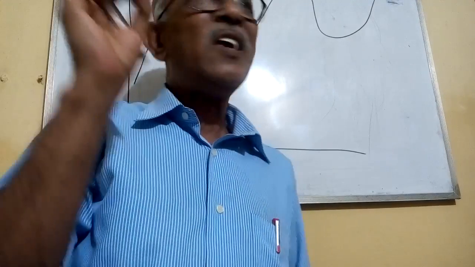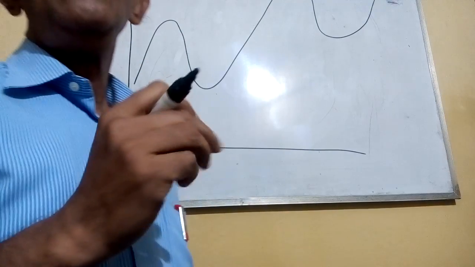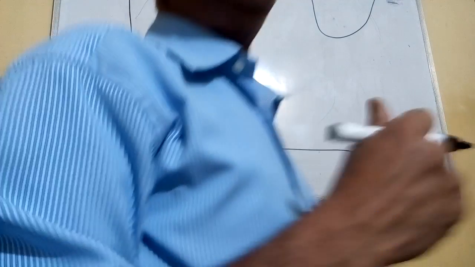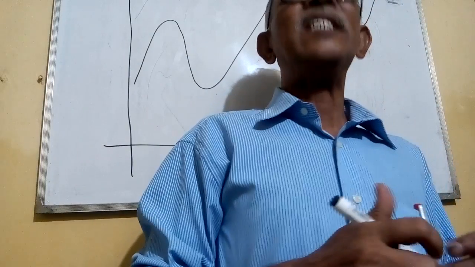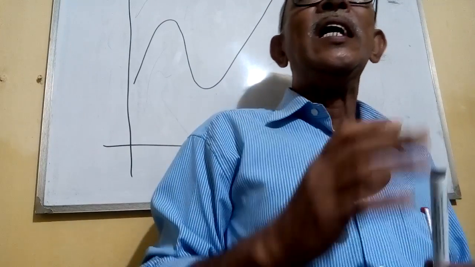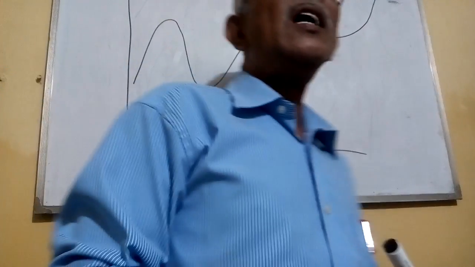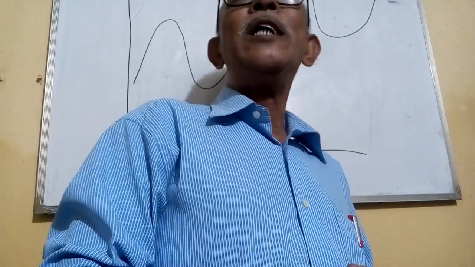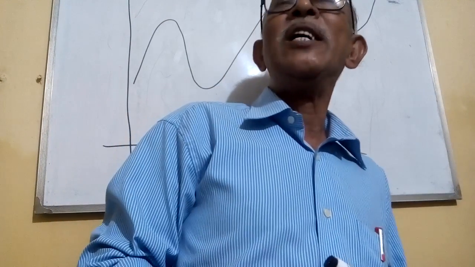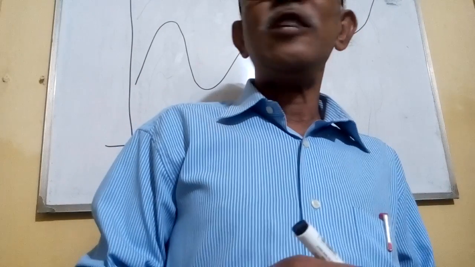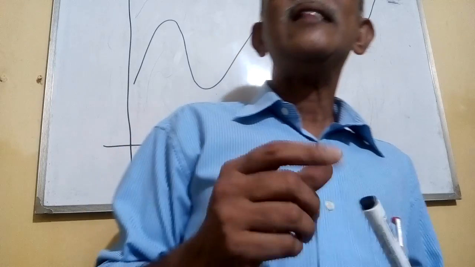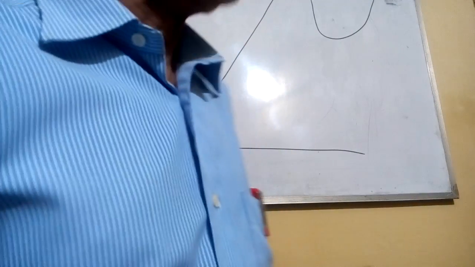Before entering into maxima and minima, one thing I want to clarify: what is meant by dy/dx? dy/dx is actually the rate of change of y with respect to x. As in a straight line we have done that m equals (y2 minus y1) by (x2 minus x1), that is the rate of change of y with respect to x, and that was denoted by tan theta.